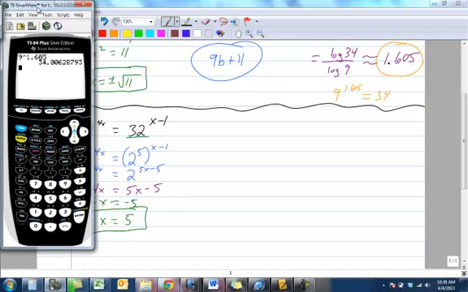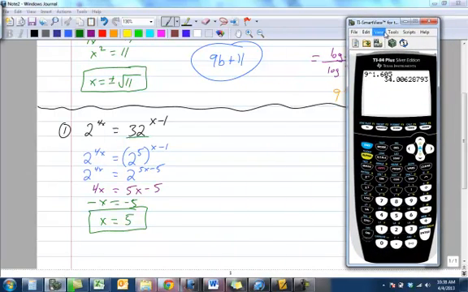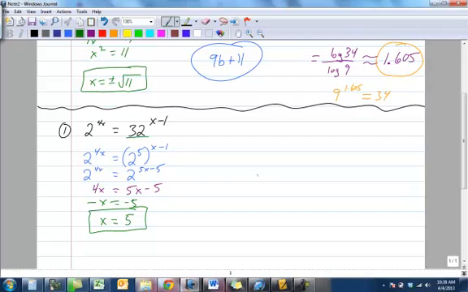You could check your answer, right? If x is 5, 2 to the power of 20. Whoa, that's a big number, right? Or 32 to the power of 5 minus 1, which is 4. It's the same big number, right? That's what's up. Now, I'll show you what we actually did there in just a second. But let's go on to number 2.